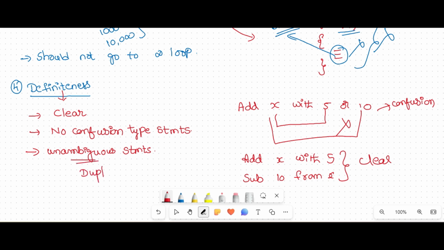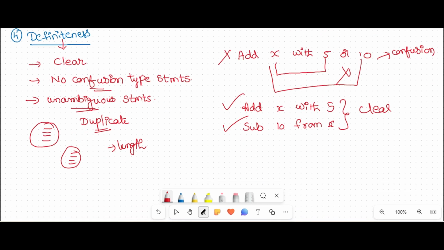Unambiguous statements. What is ambiguity? Generally, ambiguity is nothing but duplicate statements. What is meant by unambiguous? Unambiguous means no duplicate statements. We are writing some statements for some operation, and these statements should not repeat. What will happen here? The program or algorithm length will increase. So that's why we should not write like this. So no confusion type of statements, no duplicate statements we have to write in an algorithm. You have to write the clear statements.